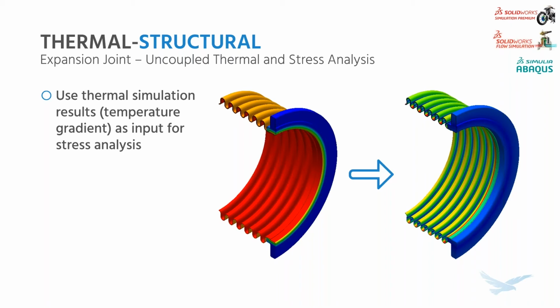We're making the assumption here that the joint, because of thermal expansion, is not going to change shape enough to change how the thermal behavior happens as this thing heats up. So we're not significantly changing the shape and the heat flow through the part.